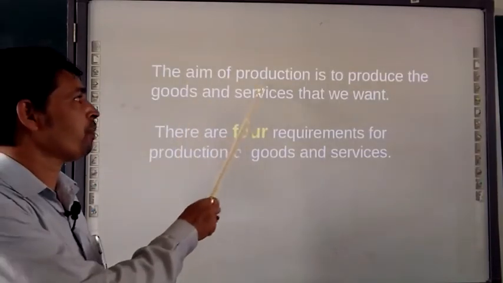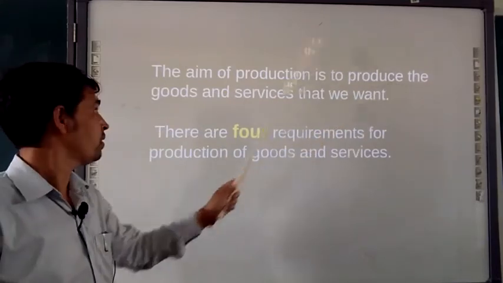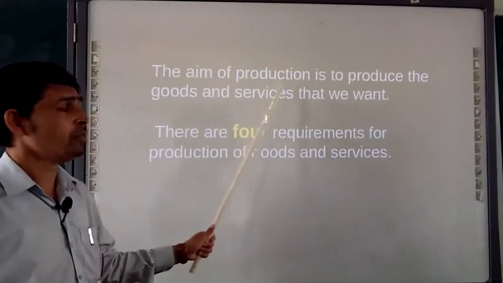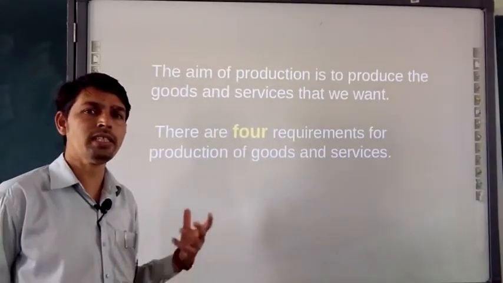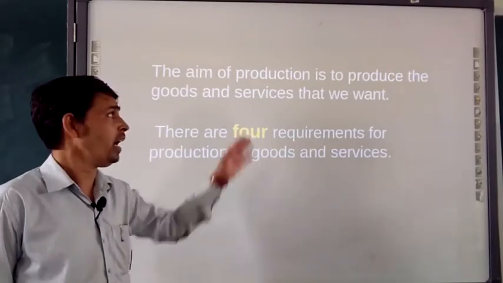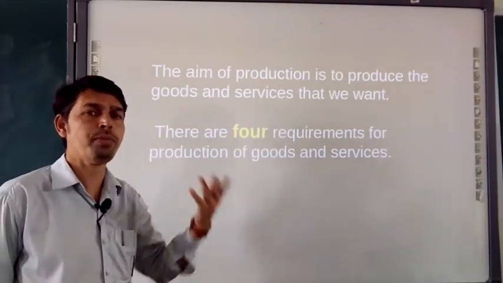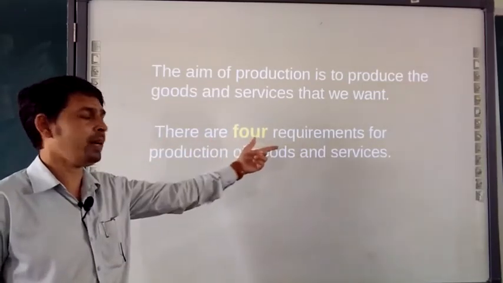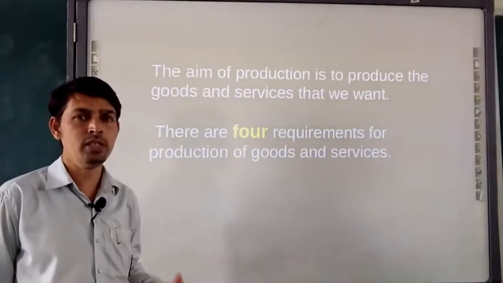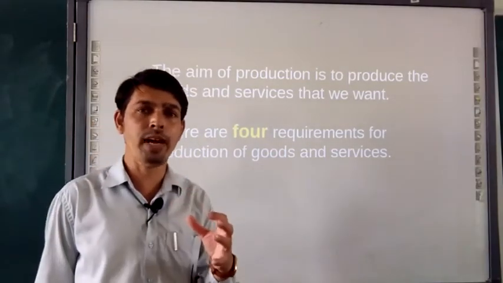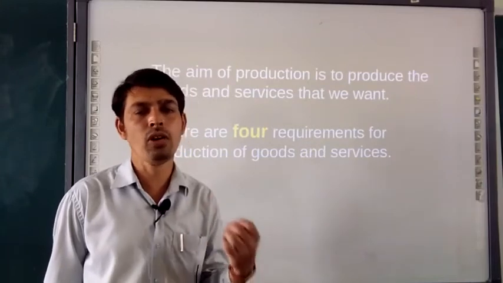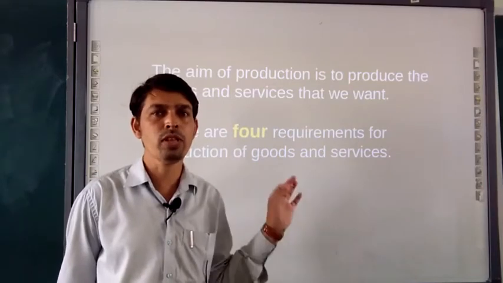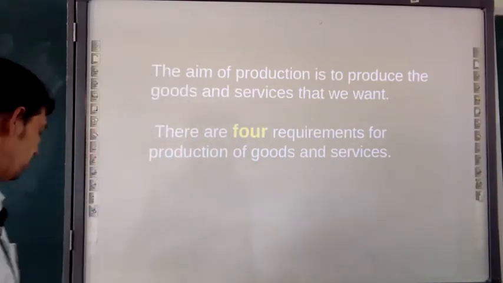First, the aim of production is to produce the goods and services that we want. So what is the aim of production? Whatever goods and services we want, we produce them, according to our want. Then next, there are 4 requirements of production of goods and services. So what are the 4 requirements we are going to see?